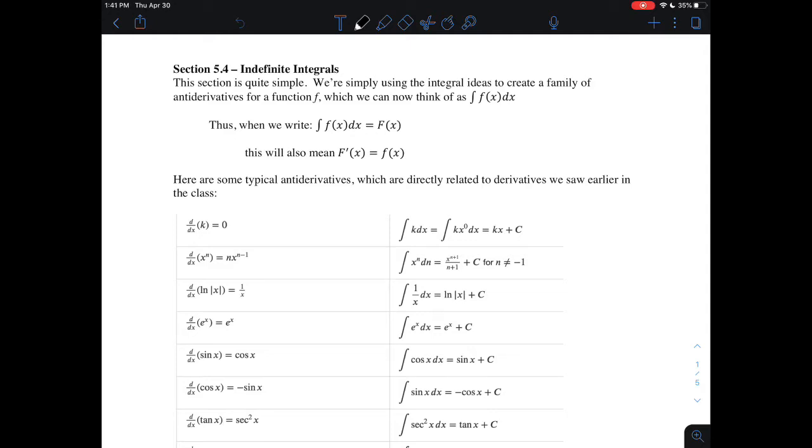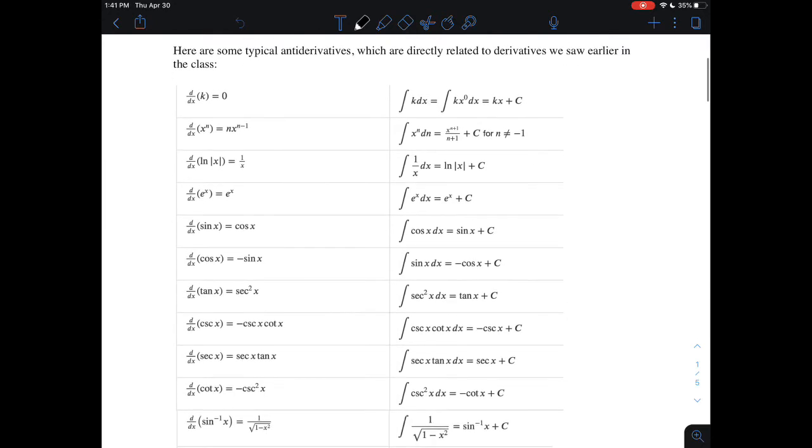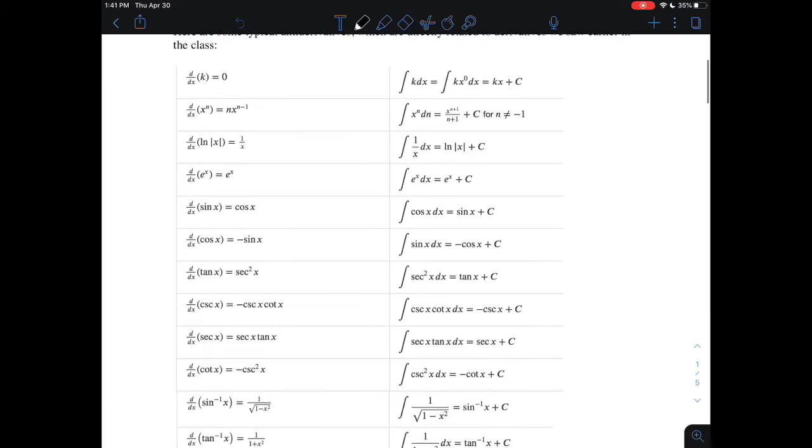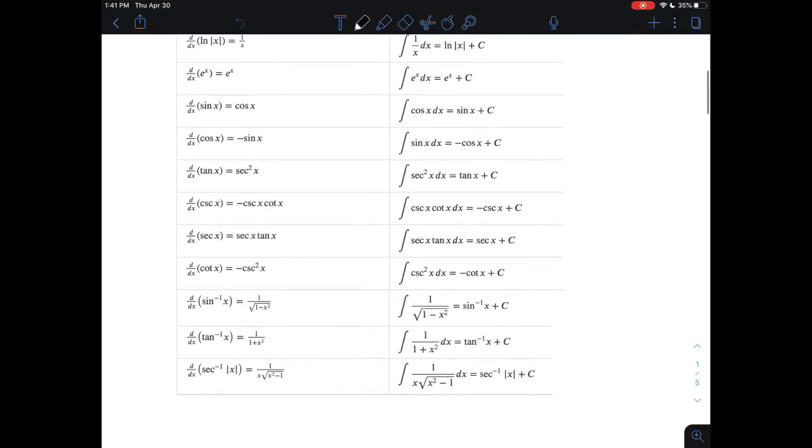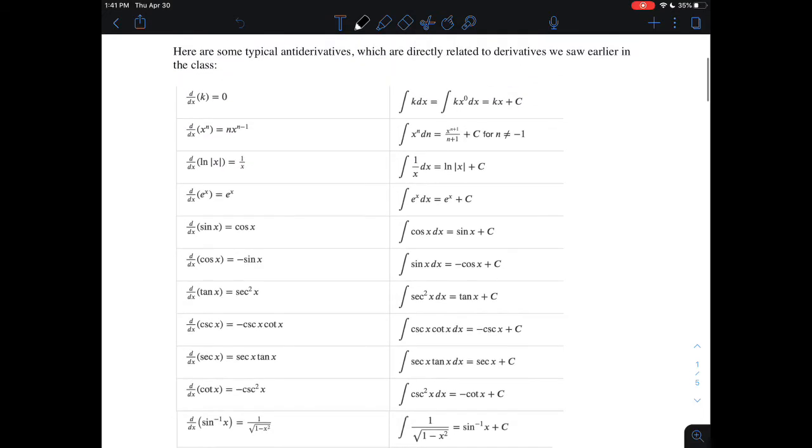Right below I have a whole table of typical antiderivatives which are directly related to the derivatives we saw earlier in the class. All the way back in chapter 2, we started learning about derivatives, and there you have them on the left. We've got constants, power, natural log, exponential, trigonometric, and then inverse trigonometric functions. This is just an example of a whole bunch of things that we've seen. And on the right, you have the related antiderivative. Essentially, on the left, you have one direction, take a derivative. On the right, you have the opposite direction, take the antiderivative.